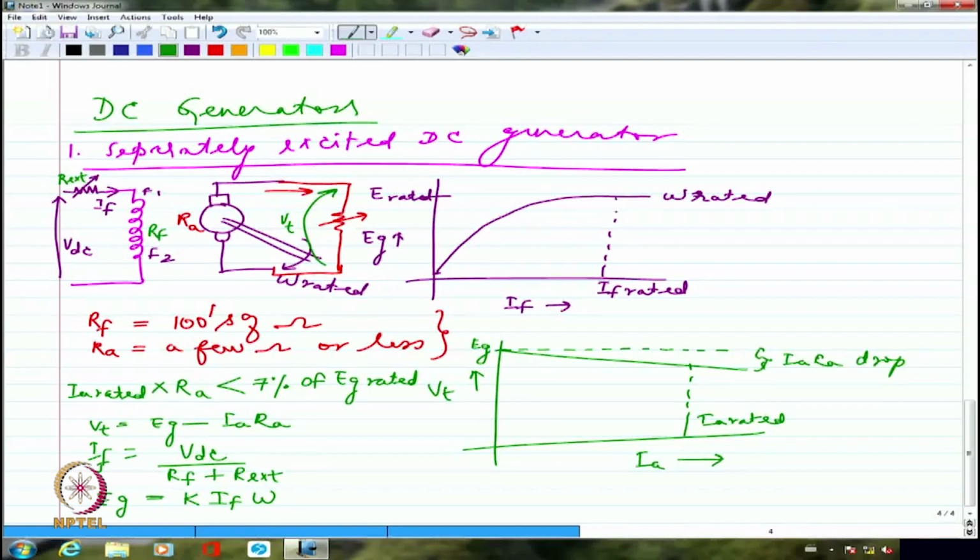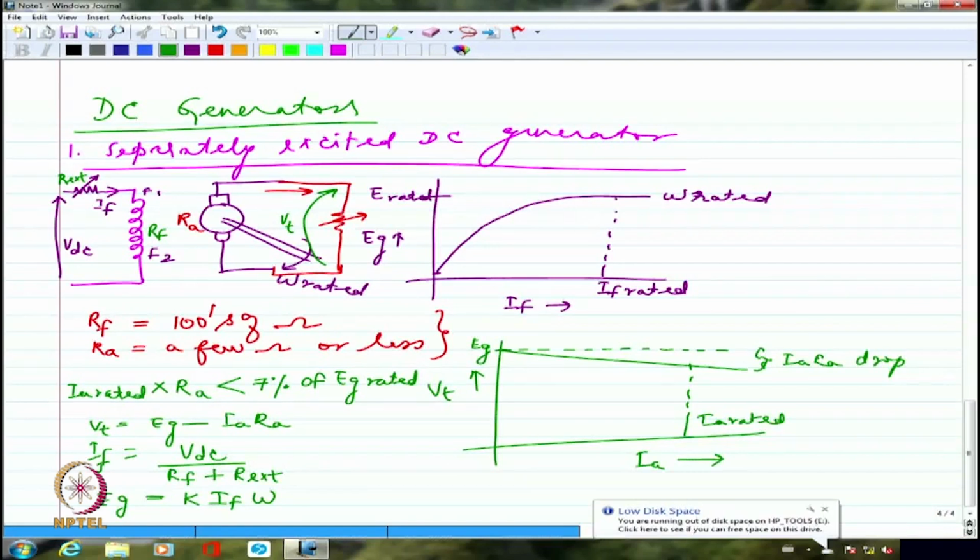K is actually the constant. I cannot write this as KE, because KE is used when we write phi multiplied by omega. KE multiplied by phi multiplied by omega is EG. But now I am not writing phi, I am writing IF, because IF is an electrical quantity, whereas for phi I have to bring in magnetic circuits. So that K still corresponds to the back EMF constant.